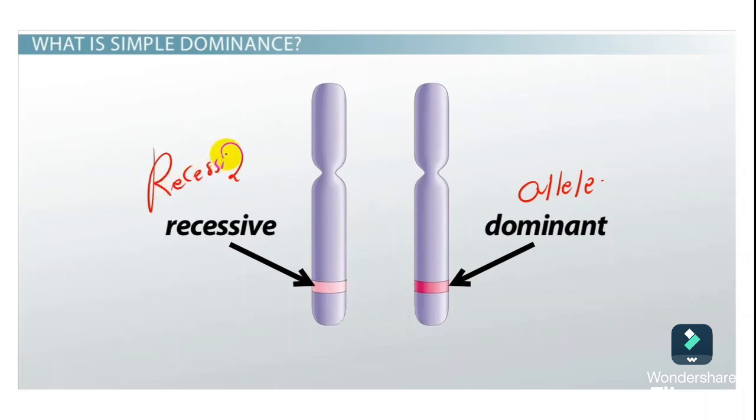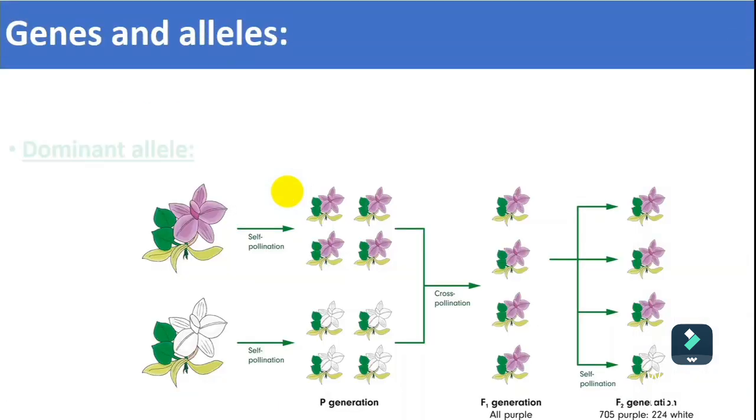Which one will be expressed? If the recessive one is related to short and the dominant one is related to tall, then will this gene in general be short or tall? Yes, it will be tall, because the dominant one can mask or hide the other one and inhibit its effect, so there is no effect of it.